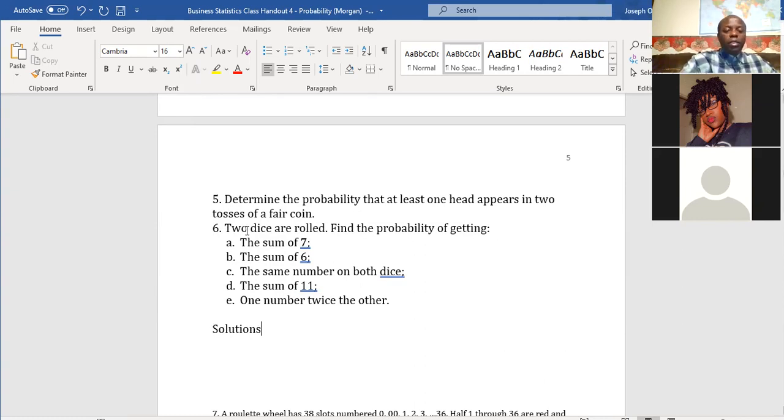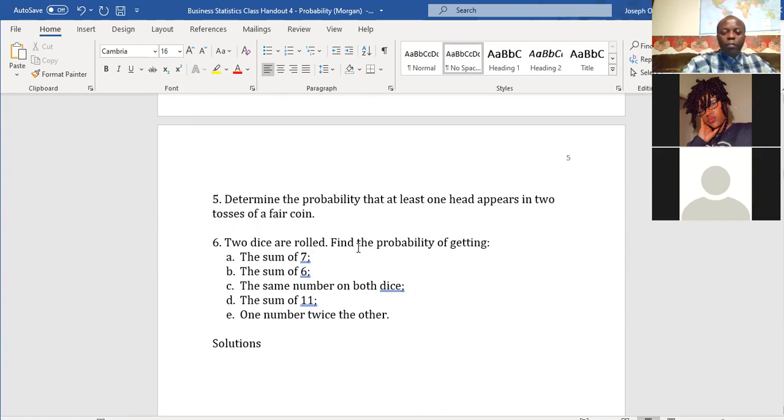So solutions. Now, number 6 says 2 dice are rolled. Find the probability of getting the sum of 7, the sum of 6, the same number on both dice, the sum of 11, one number twice the other. Give me 1 minute. Good. All right.